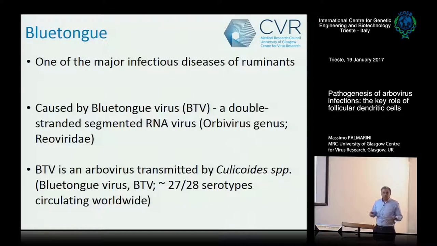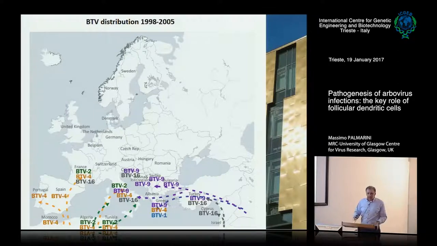There are in nature a variety of serotypes, 27, 28 at the last count. Every year another couple come up. Like many arbovirus diseases, this was historically confined to the tropical and subtropical areas of the globe. We maybe had a couple of outbreaks before 1998, one in Cyprus and another one in Spain in the 60s or 1956. We never had bluetongue in Europe.